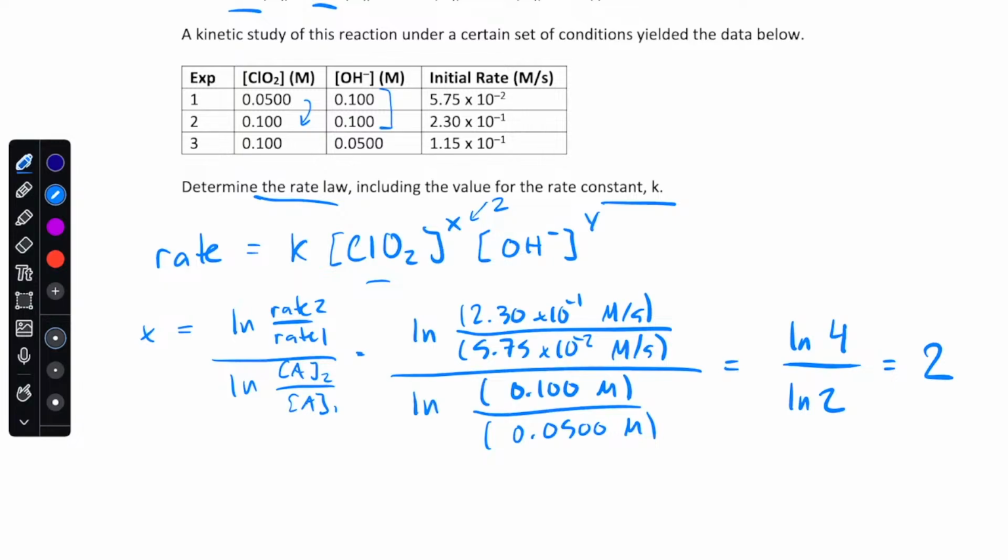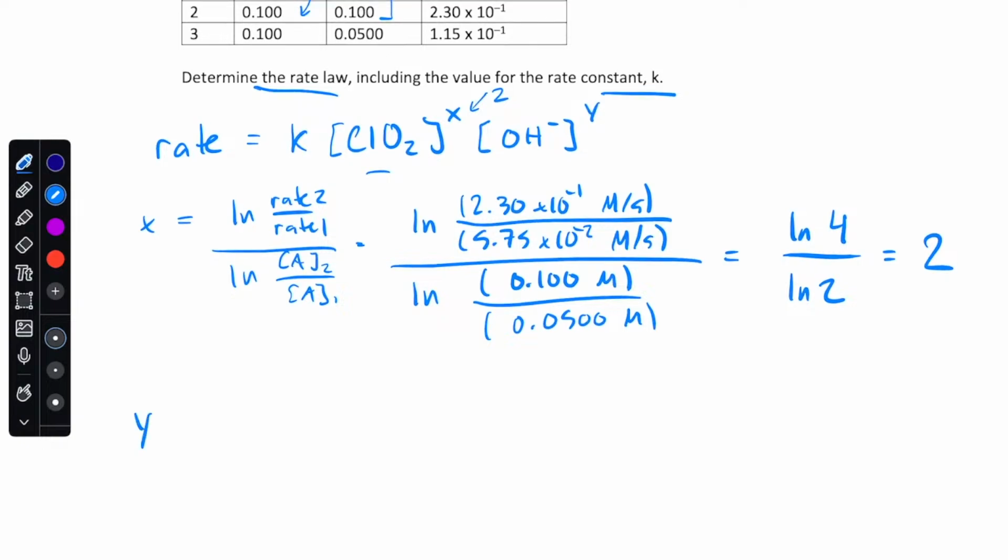Now we got to do the same thing for y. We've got to find the two experiments. Experiment 2 and 3 has ClO2 constant with hydroxide changing. So let's use experiment 2 and experiment 3. And why don't we pick experiment 2 as 1 and experiment 3 as 2? That will give us natural log of 1.15 times 10 to the minus 1 over 2.30 times 10 to the minus 1. Both of these are molarity per second, which will cancel out.